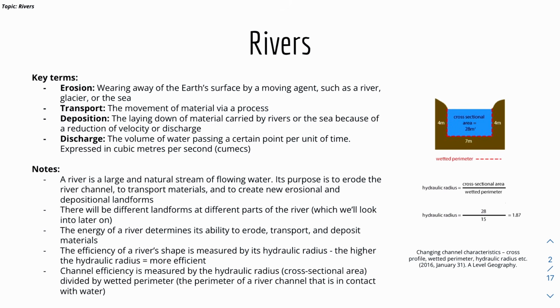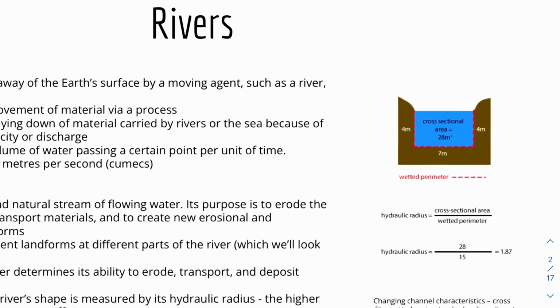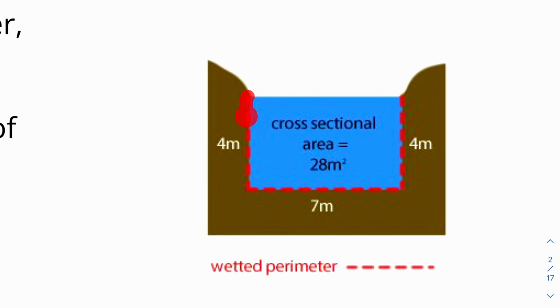And last point, the channel efficiency is measured by the hydraulic radius, or the cross-sectional area, divided by the wetted perimeter, which I just mentioned. And here is a quick note of what wetted perimeter is. The wetted perimeter of a river channel is basically the part that is in contact with the water. So as I zoom into this diagram here, this part here is the wetted perimeter. And these parts aren't the wetted perimeter because they are not in contact with the water.